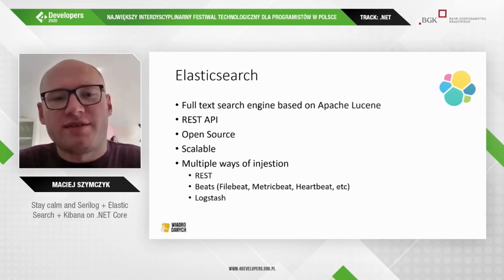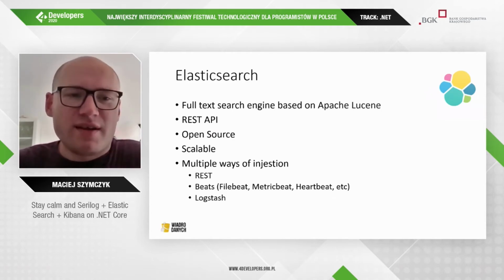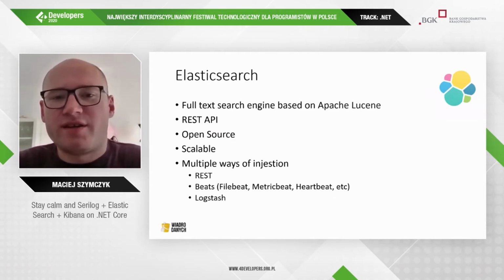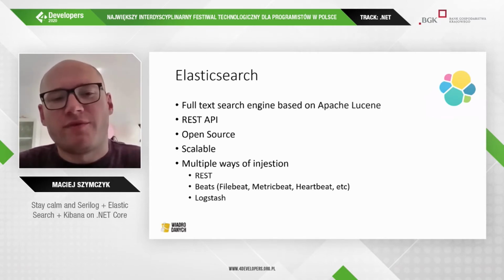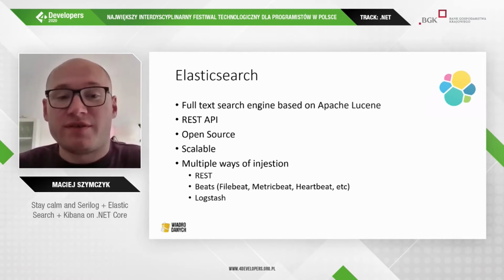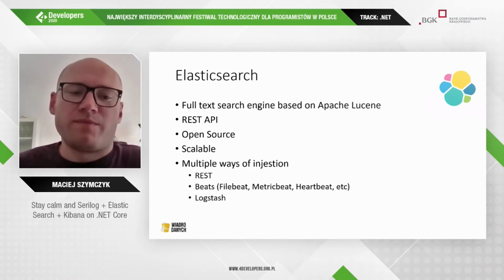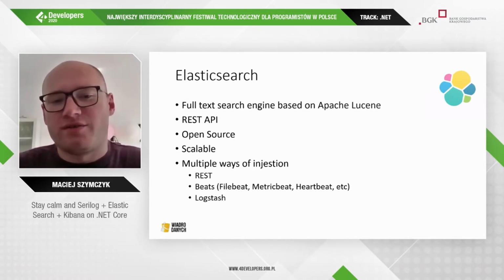I prefer Elasticsearch. Elasticsearch is a full-text search engine based on Apache Lucene. It is simply a document database from my perspective. We communicate with it through a REST API. It's open source, it's very scalable, and there are multiple ways of ingesting our records, logs, and so on.